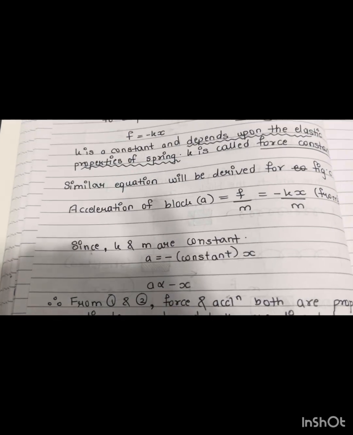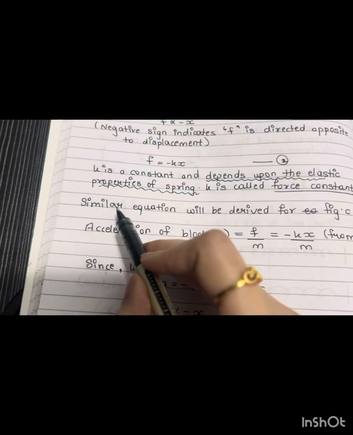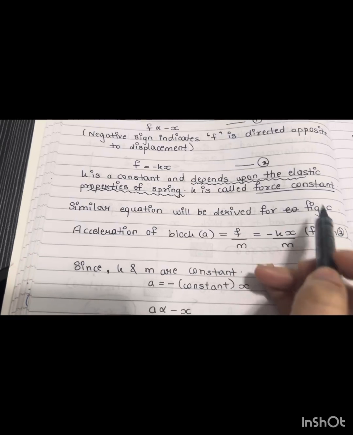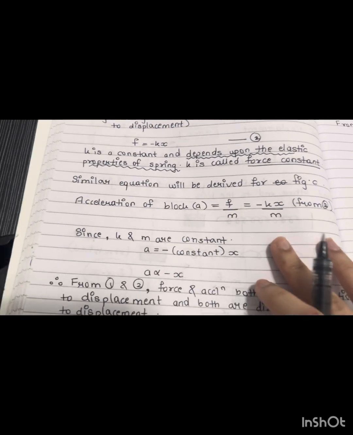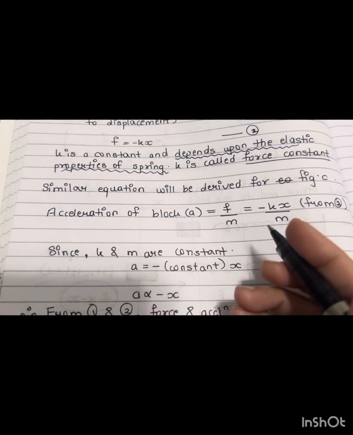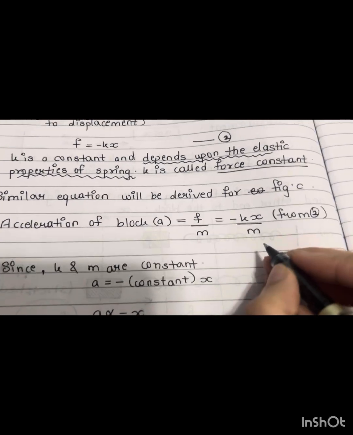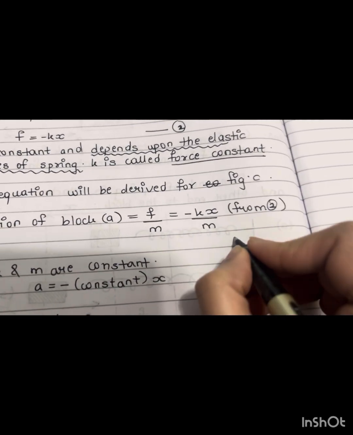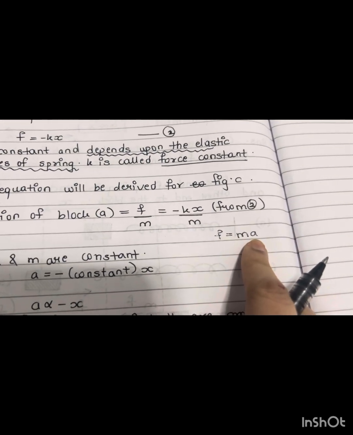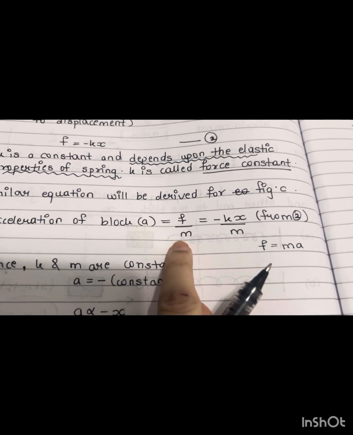So instead of writing everything, you can simply write in your own words that a similar equation will be derived from figure c. Now let's focus on acceleration. What will be the acceleration of block? Now we know the very basic formula which was given by Newton's second law, that is force is equal to mass into acceleration. So what is the formula of acceleration? That is force upon mass, which I have written over here.